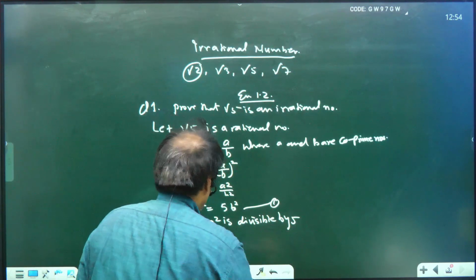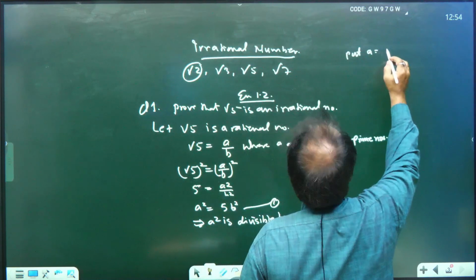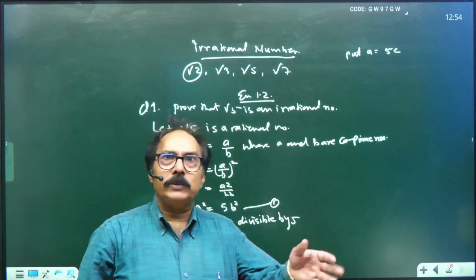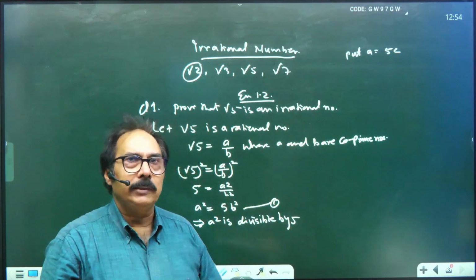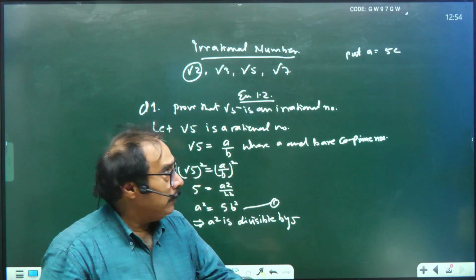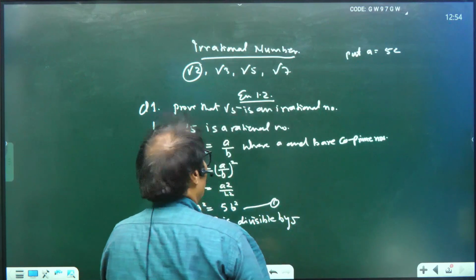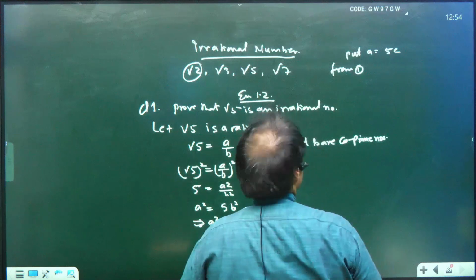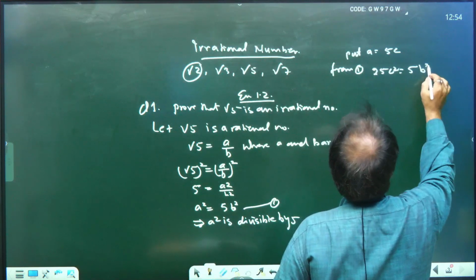Now put a equal to 5c in the case of root 5. In the case of root 7, put a equal to 7c. In the case of root 3, put a equal to 3c. In the case of root 2, put a equal to 2c. So don't be confused. Now put a equal to 5c in the first relation: a square means 25c square is equal to 5b square.